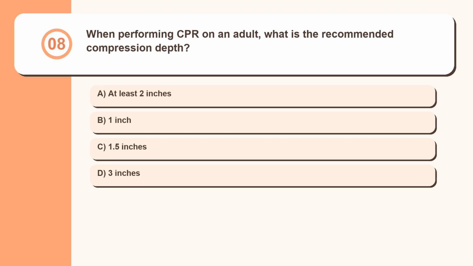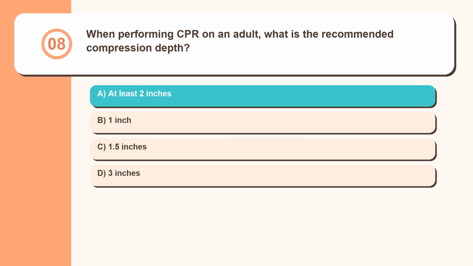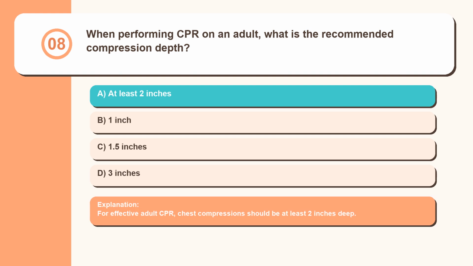Question 8. When performing CPR on an adult, what is the recommended compression depth? At least 2 inches, 1 inch, 1.5 inches, 3 inches. For effective adult CPR, chest compressions should be at least 2 inches deep.